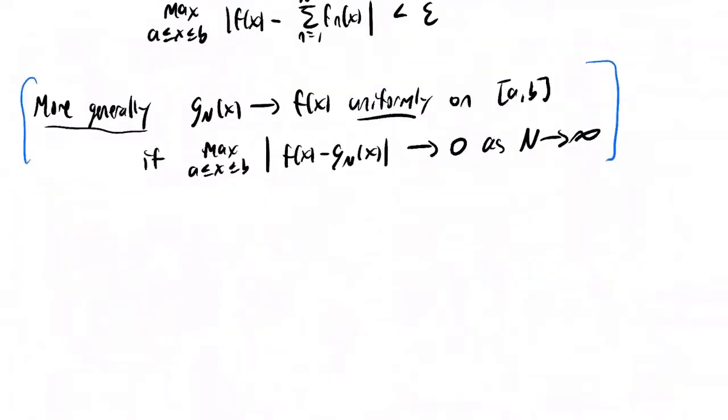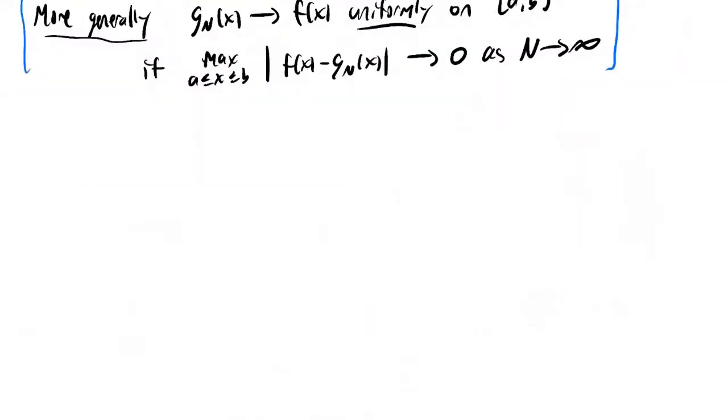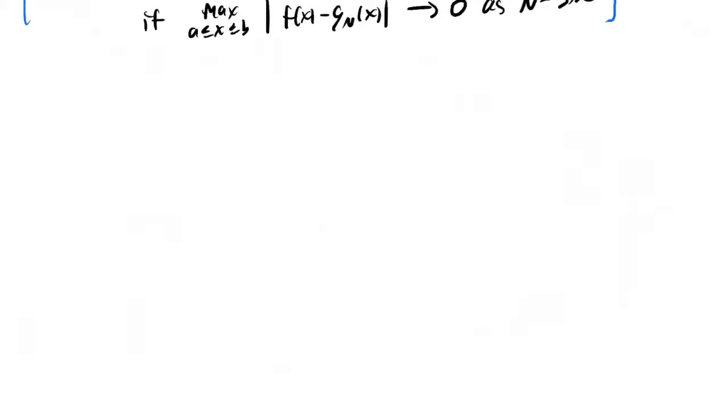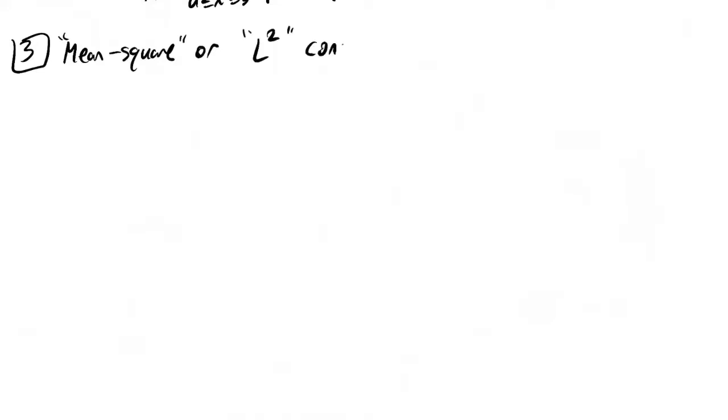And so this is something which in particular commonly arises in statistics. And it turns out to be very important in Fourier analysis and mathematics more generally. So this is called mean square convergence, or sometimes L2. You'll see why the 2 in a second.